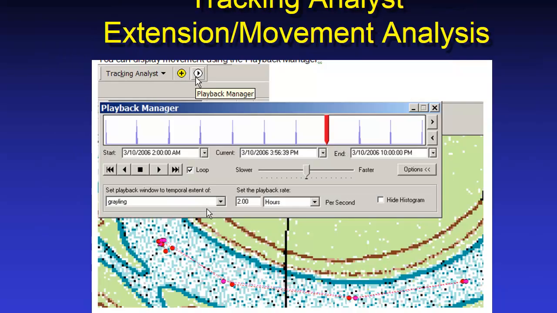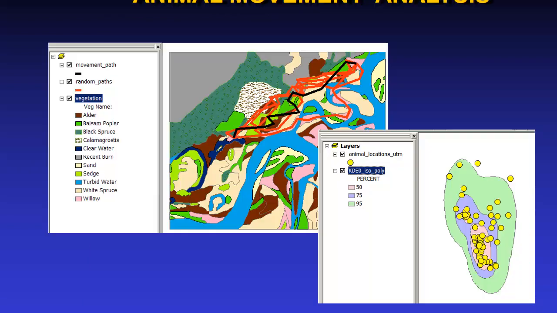And then the next week we'll deal with movement, so animating movement and asking questions about movement. So here's an example of two fish located as points every hour, and they're moving upstream. And then we'll have random paths. What is the percentage by vegetation type for these random paths through the landscape compared to an actual path that the animal traveled throughout the landscape? And then estimating animal home ranges from animal locations.